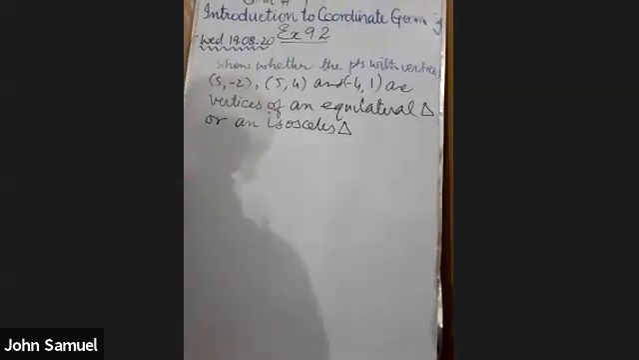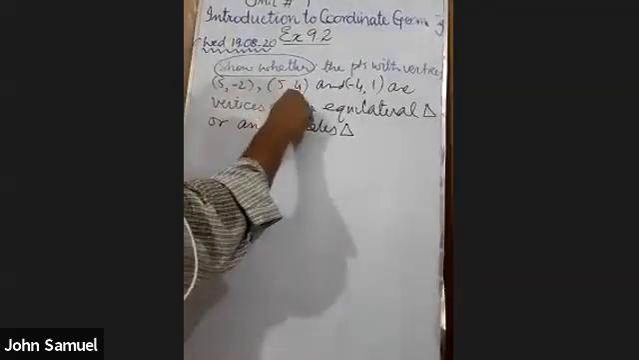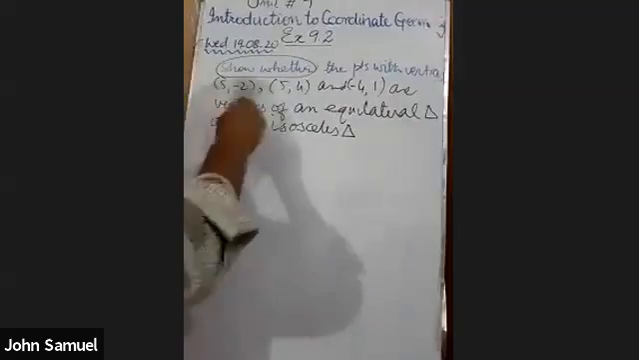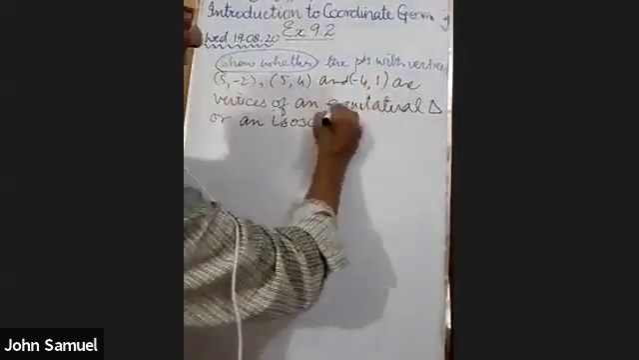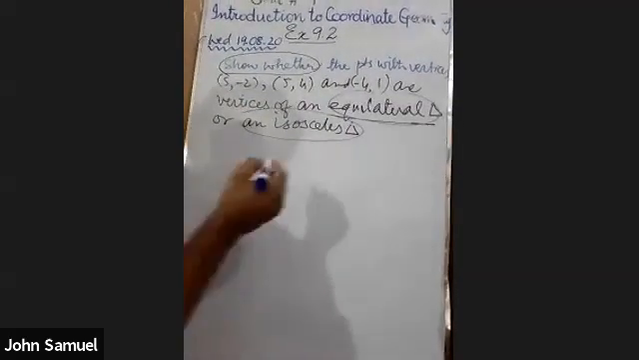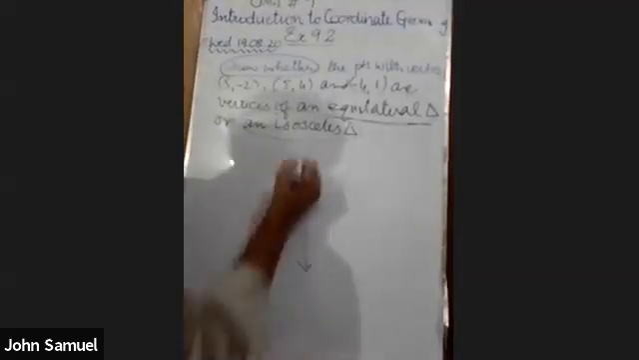Show whether, meaning we need to determine, these vertices are given: 5, -2; 5, 4; and -4, 1. These three vertices are given. According to the question, we need to know whether it is equilateral or isosceles. Okay, so I will draw the graph for you first, and then we will solve it.